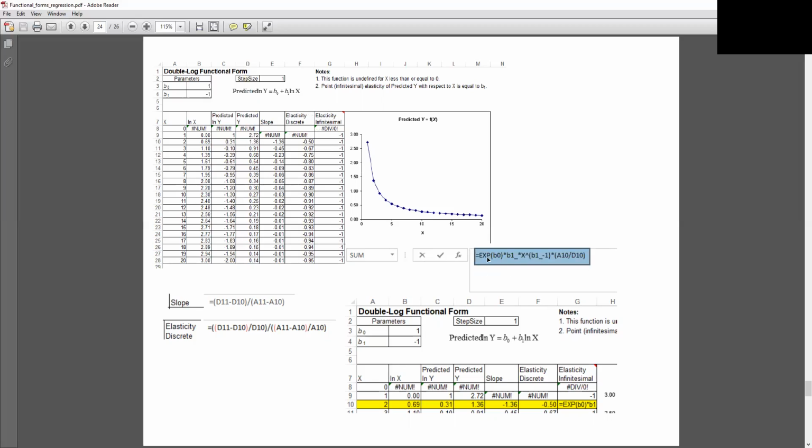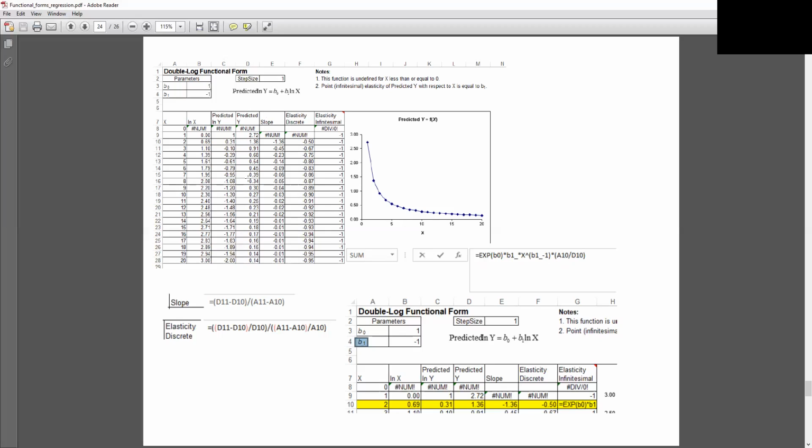What do we have as the formula? EXP, that is antilog, exponential. So EXP of beta naught, the parameter value, we take the exponential of it, the antilog of it, into beta 1, the actual value of the slope, into x, the actual value of x, to the power beta 1 minus 1, into what we have as the value of x, A10. A10 is the value of x, then D10, the value of the predicted y. Okay, so this is giving you point elasticity.